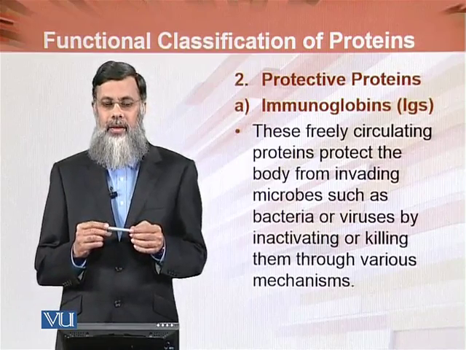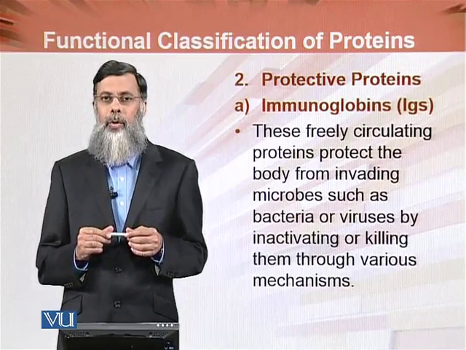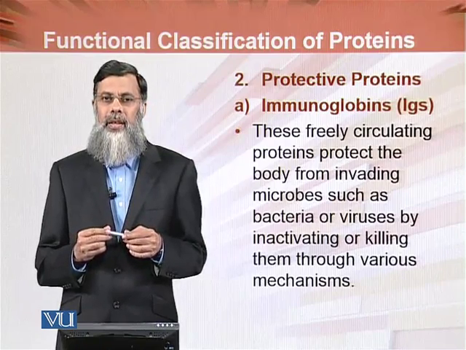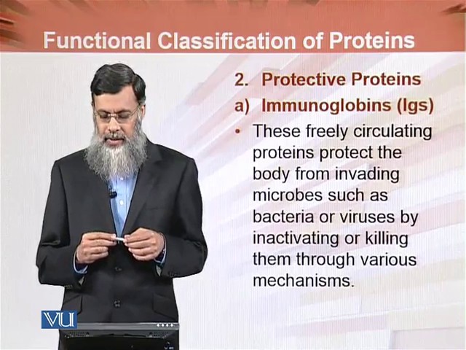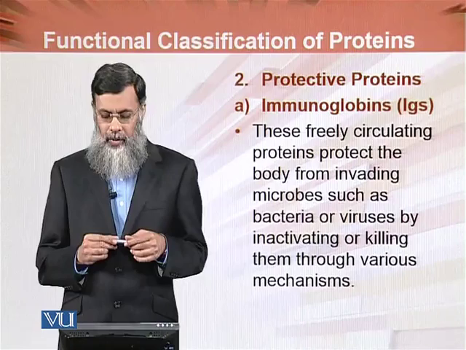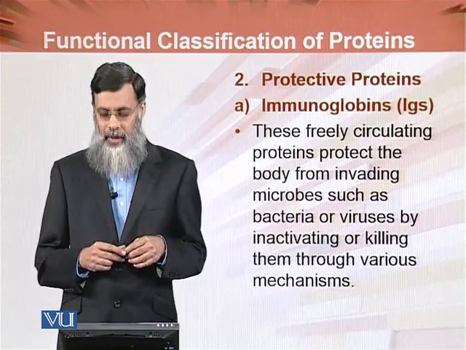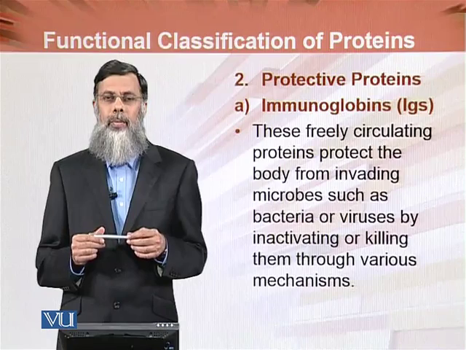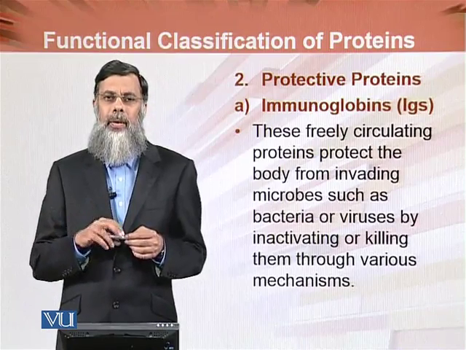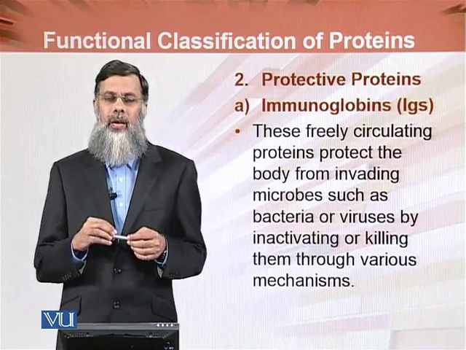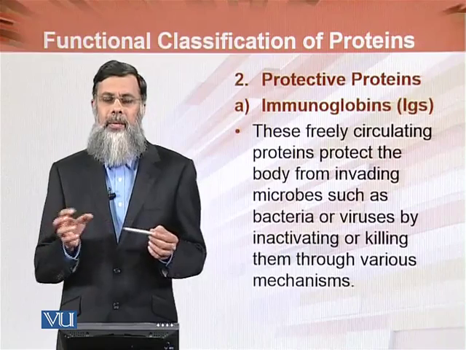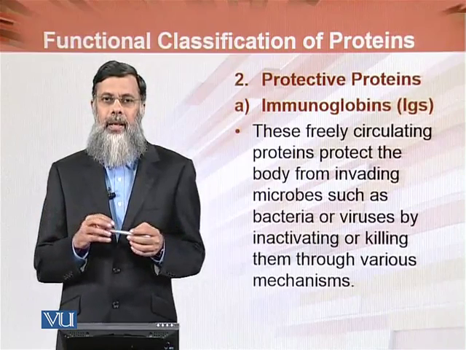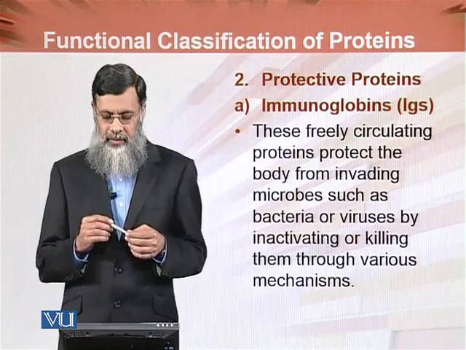Second type of functional classification of proteins is the protective proteins, which includes immunoglobulins, as we have discussed immunoglobulins briefly in the module of carbohydrates. These freely circulating proteins protect the body from invading microbes such as bacteria or viruses by inactivating or killing them through various mechanisms. So what is the function of immunoglobulins? These are also proteins, but we saw that they have a variable component as well as a constant component. So they behave differently with different invading bacteria or virus or foreign body, and together with it they restrict the invasion.